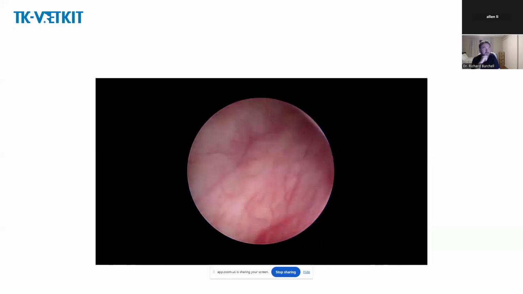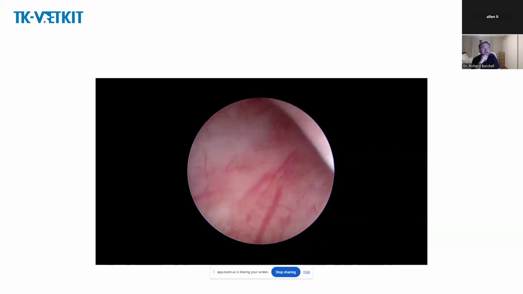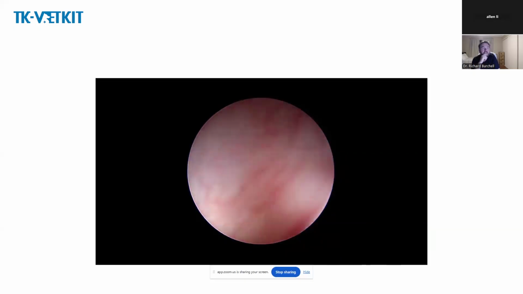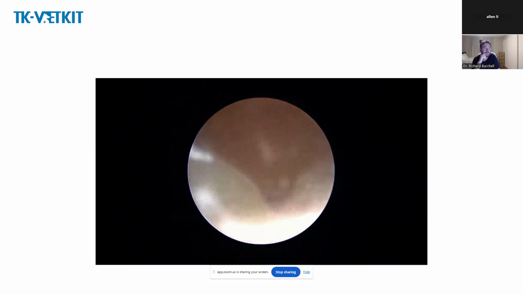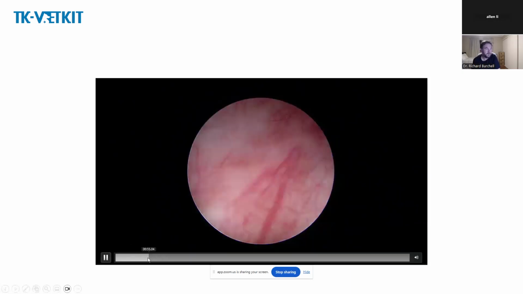This is a dog with recurrent cystitis. You can see that there is reddening of the urethra. It's had recurrent UTIs, so that's not a normal looking urethra. Feeding into the urethra, and then we're in the urinary bladder. I'll just go back a little bit and show you. As we come through, we're coming into the bladder.